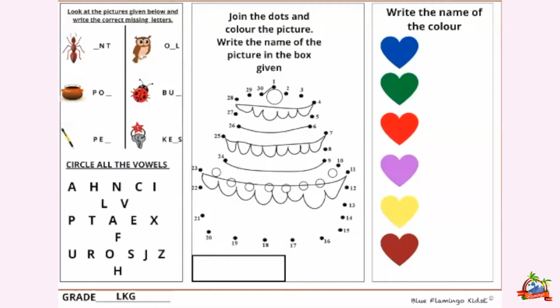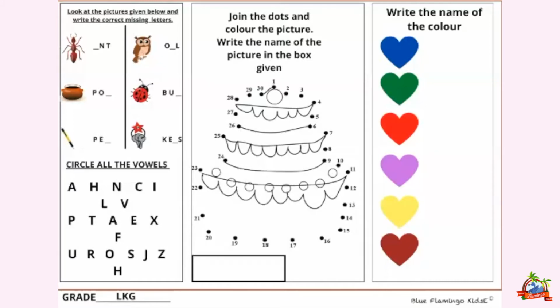Next question of the sheet. Circle all the vowels. In this what we have to do? We have to circle all the vowels. सारे vowels को circle करना है. So as we all know there are 26 alphabets in English. English में 26 alphabets होते हैं जिसमें से 5 vowels हैं और 21 consonants हैं.